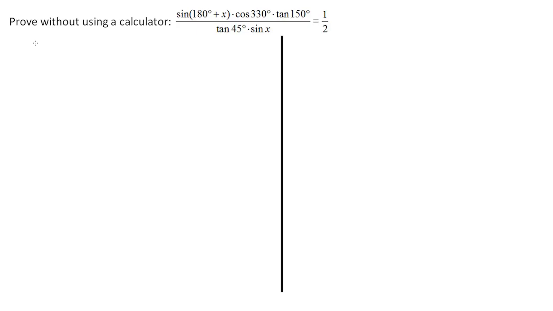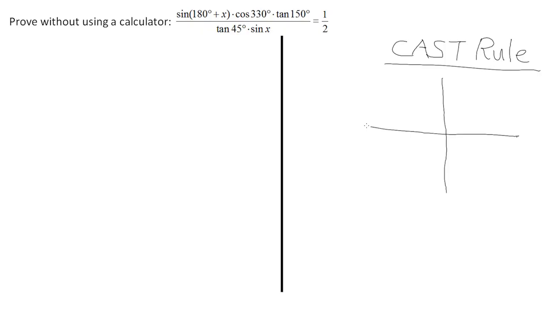The background information here is we need to understand the CAST rule. I will just highlight the following with regards to the CAST rule, and then we will understand exactly how I will fit it into that specific problem. If you look at the CAST rule, it consists of 4 quadrants. You start right here, quadrant 1 goes from 0 degrees to 90 degrees.